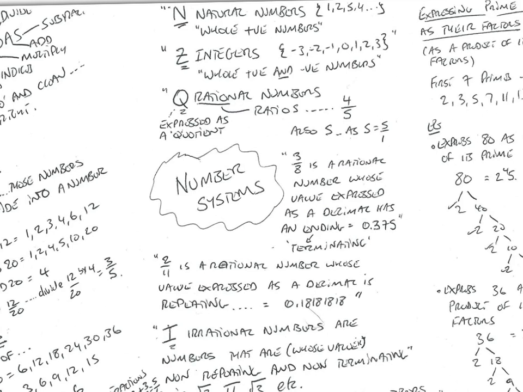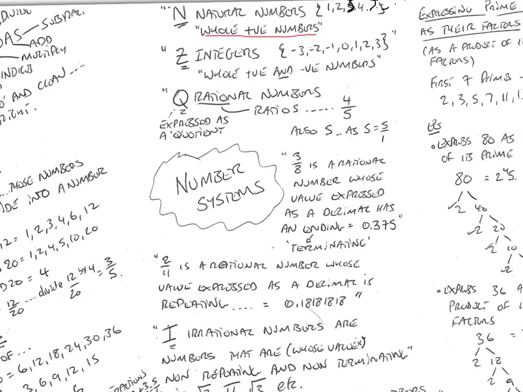Okay, so we'll move on to a quick mention of the different types of numbers that we meet in maths. Well, there's the set N of natural numbers, and these are all the whole positive numbers. So 1, 2, 3, 4, 5, and so on. I just noticed there should be a 3 there: 1, 2, 3, 4, 5, 6, and so on.